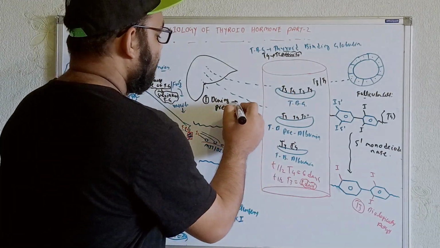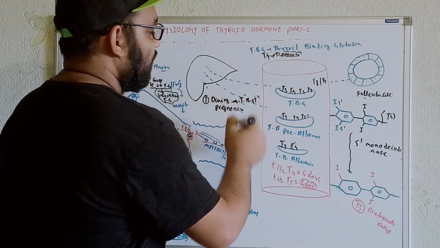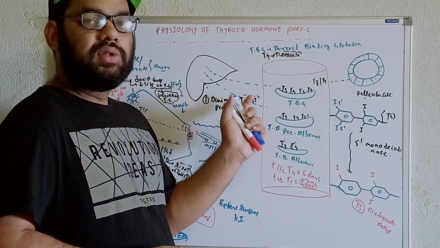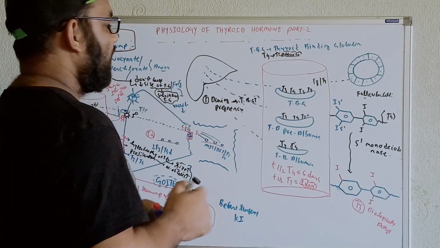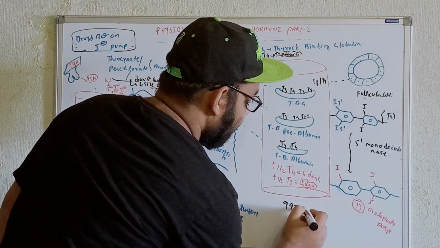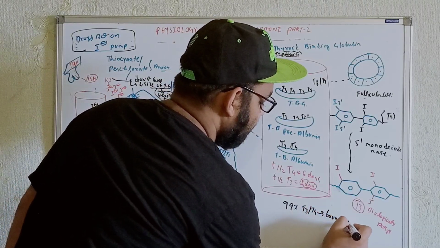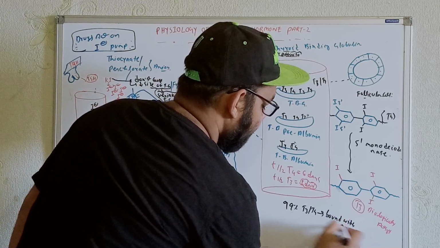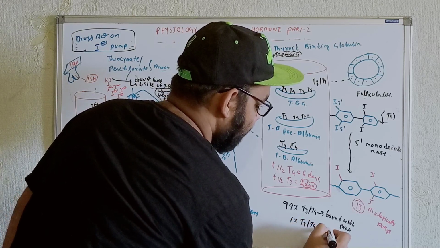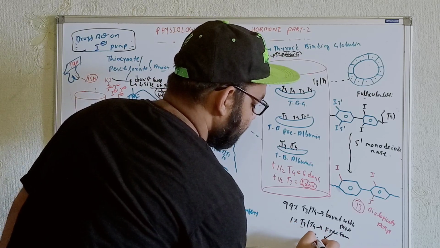Whenever it is secreting more amount of the thyroid binding globulin protein, as a result, more amount of the T3 and T4 will get bound along with this thyroid binding globulin protein. Try to understand from here: 99% of T3 and T4 are bound with protein, and around 1% of T3 and T4 are in the free form. That means this free form is biologically active.